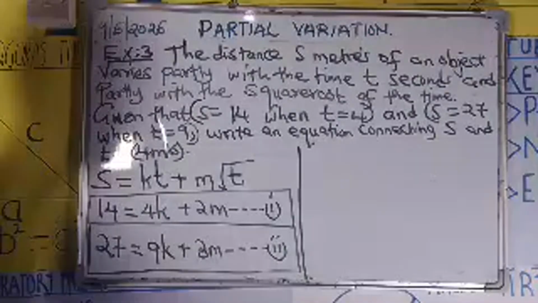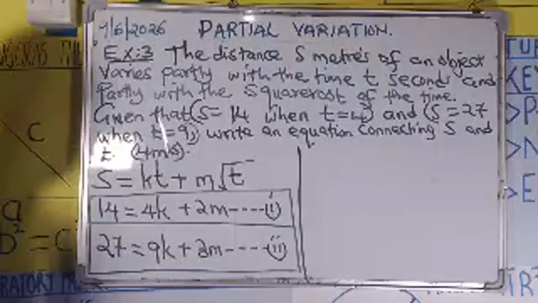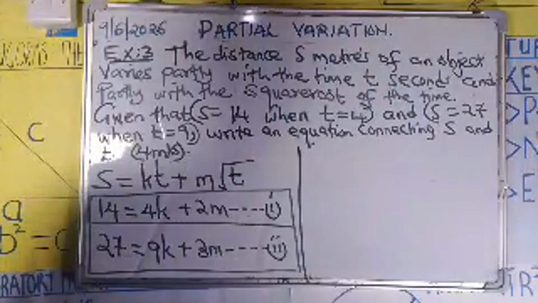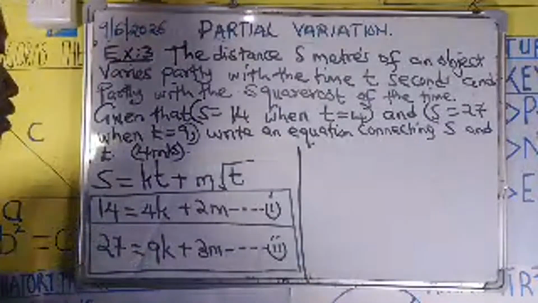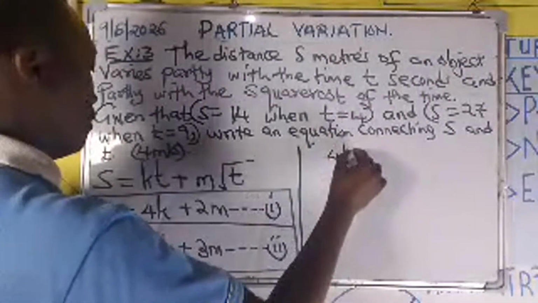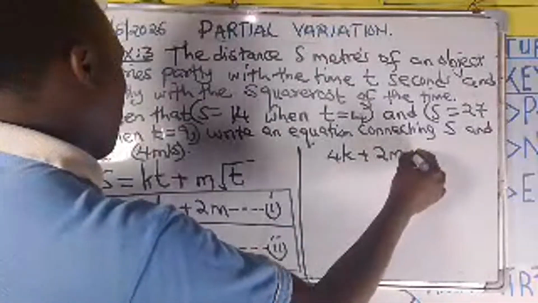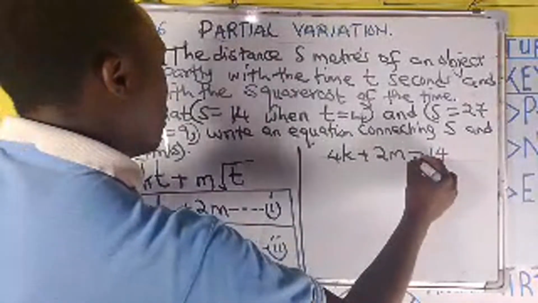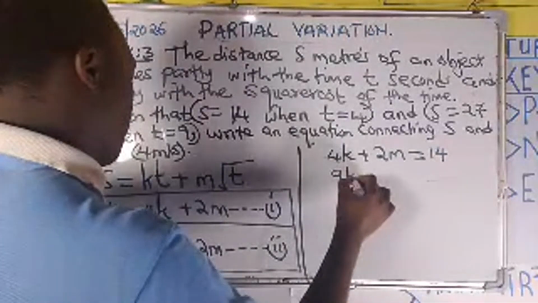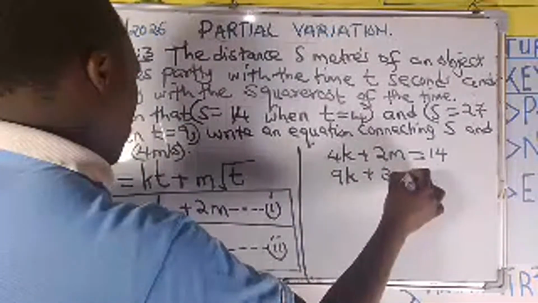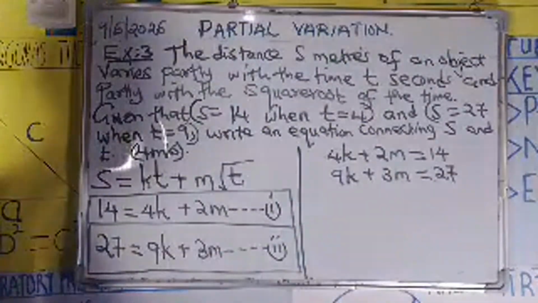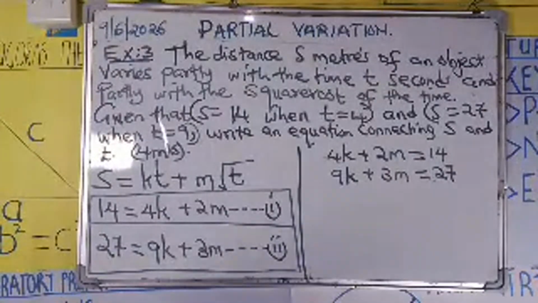That will be our equation 2. So with the two equations, we can find the values of k and m. We will have 4k plus 2m is equal to 14. And the second one will have 9k plus 3m equivalent to 27.